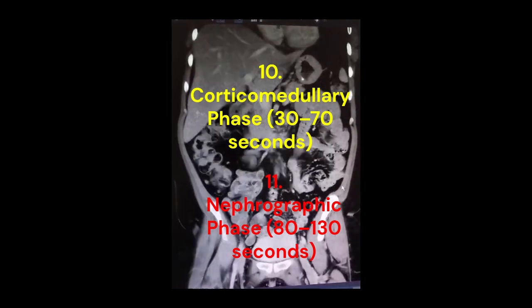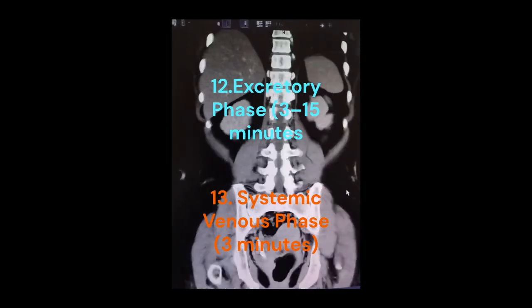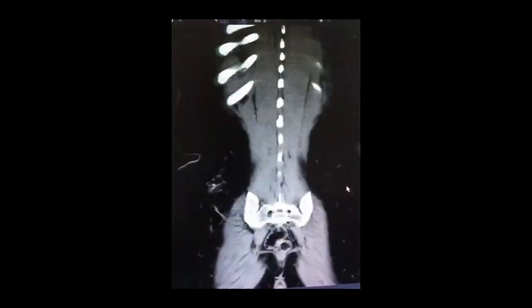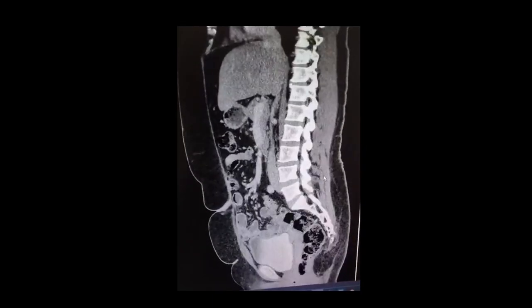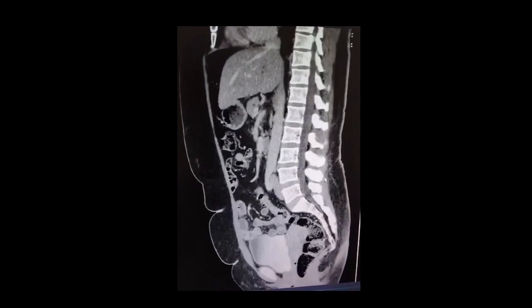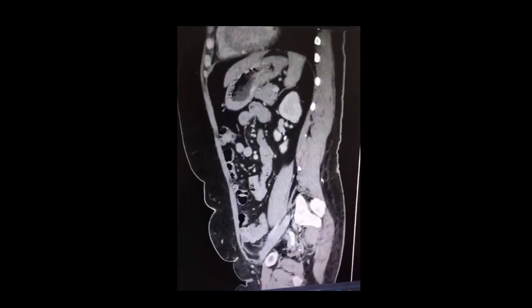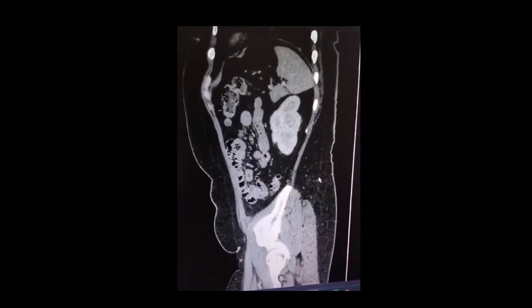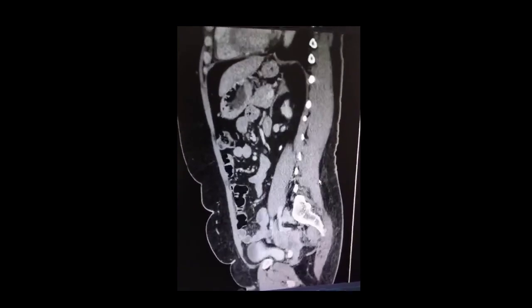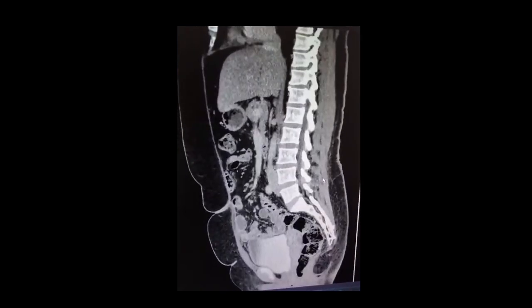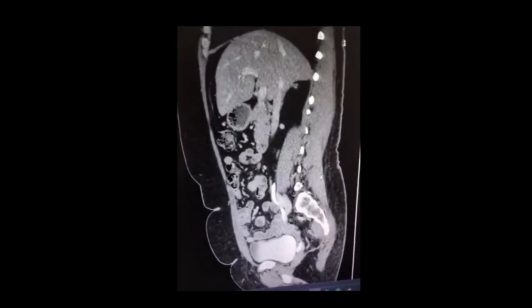Corticomedullary phase, 30 to 70 seconds. Description: cortex and medulla of the kidney enhance variably. Images: renal cortical and medullary differentiation. Nephrographic phase, 80 to 130 seconds. Description: uniform cortical and medullary enhancement. Application: evaluation of renal masses, cysts.